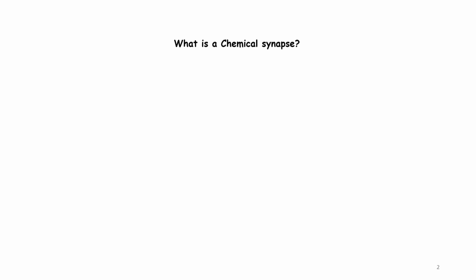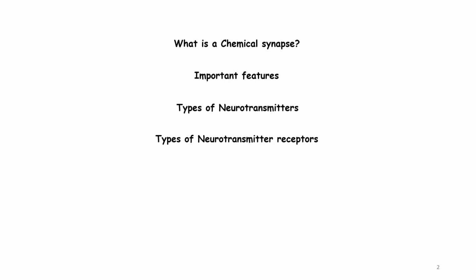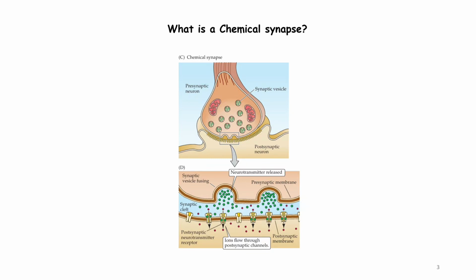In this video, we are going to learn about chemical synapses. We will understand what is a chemical synapse, important features, types of neurotransmitters, and types of neurotransmitter receptors. At first, let's understand what is a chemical synapse.